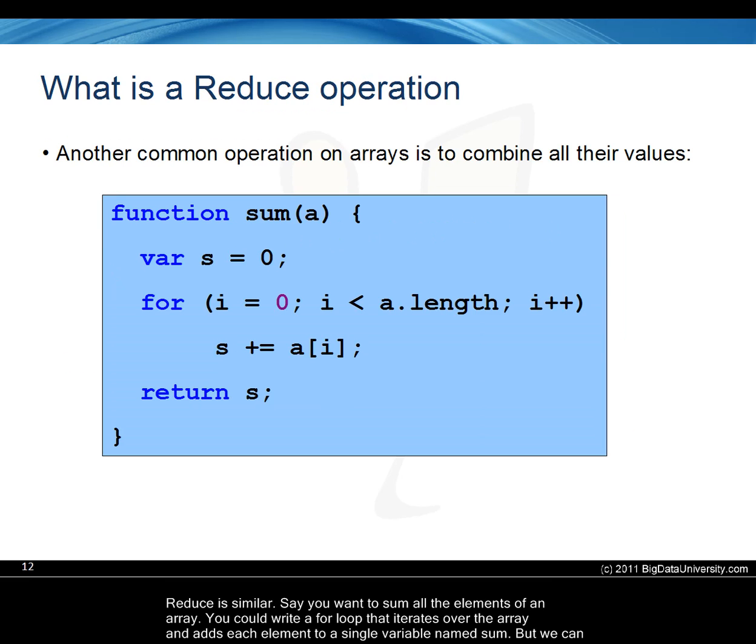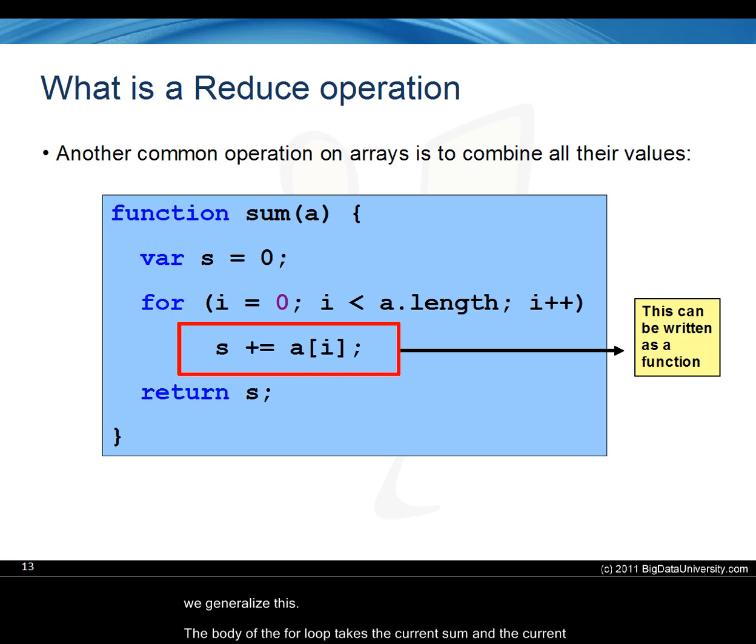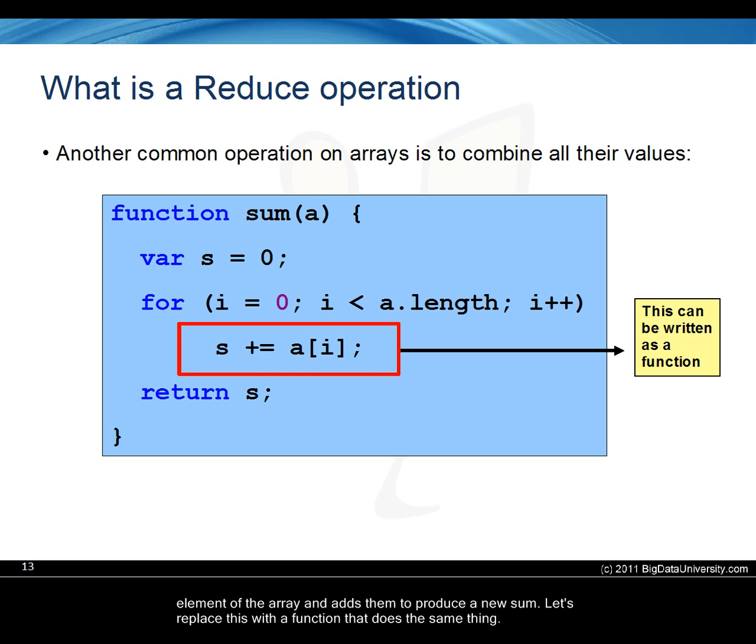Reduce is similar. Say you want to sum all the elements of an array. You could write a for loop that iterates over the array and adds each element to a single variable named sum. But we can generalize this. The body of the for loop takes the current sum and the current element of the array and adds them to produce a new sum.